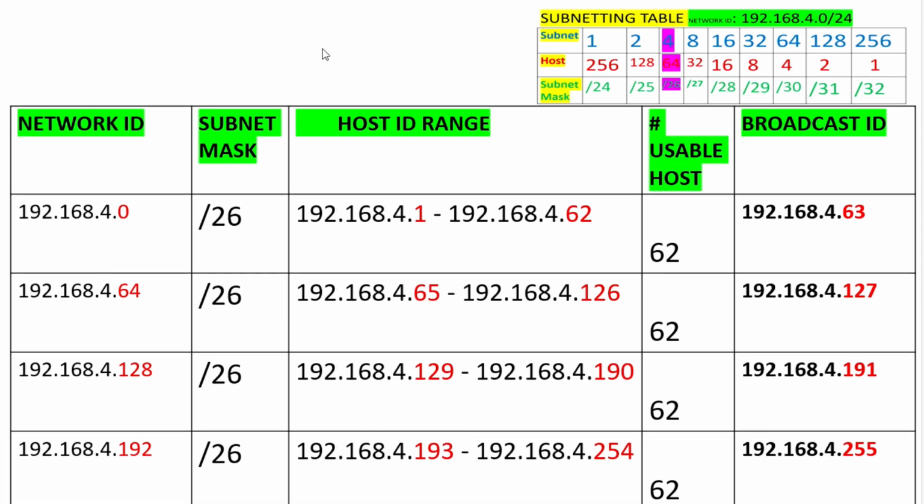Now you can assign any 3 out of 4 subnets. One subnet is wasted, of course. That's the downside of subnetting.